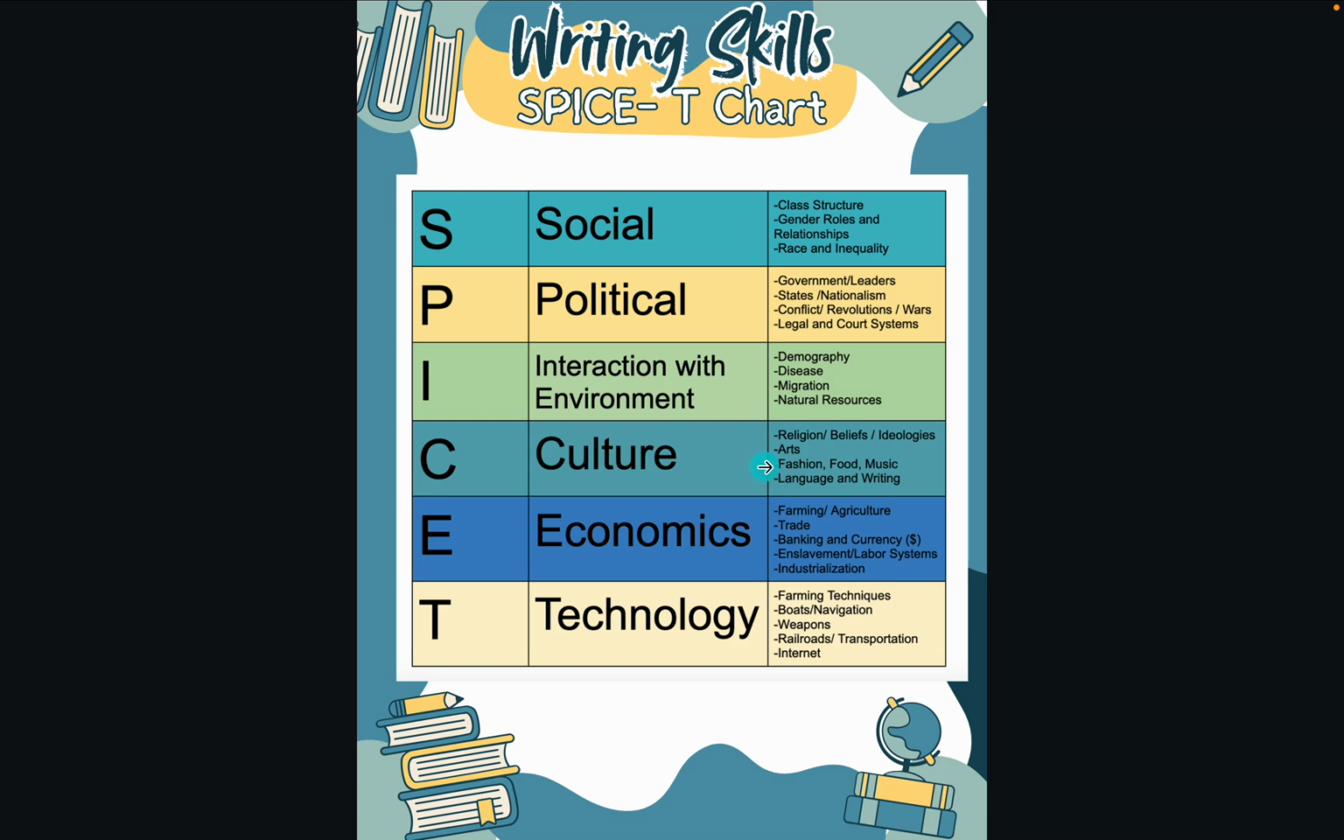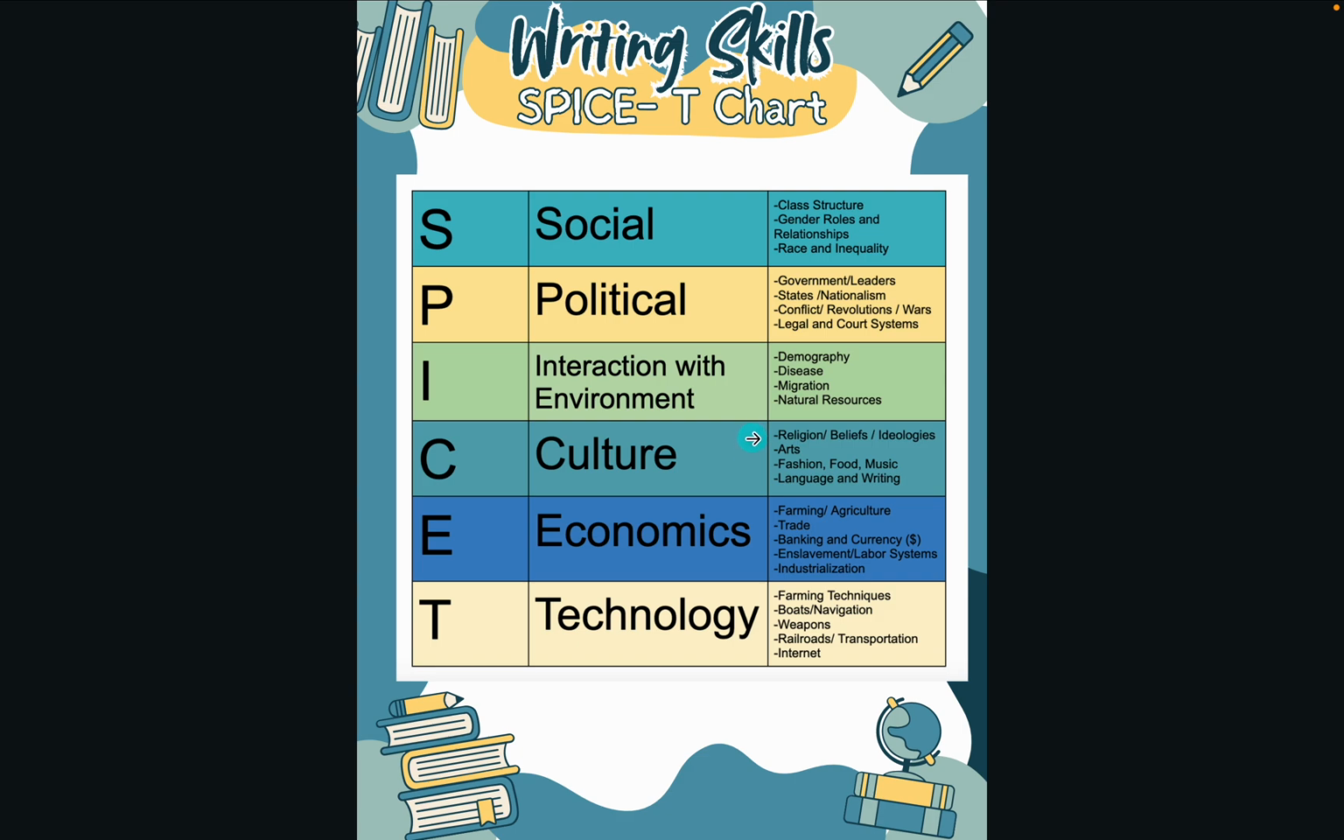We're looking at fashion, food, and music. What is the style? Are there prints or colors that are known for that region? What is their cuisine like? What type of music and instruments do they play? And then language and writing. So when you break it down, oh, what are the cultural changes?